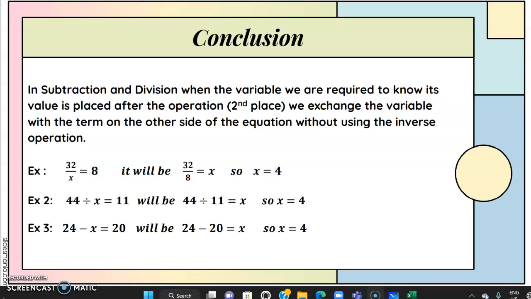44 divided by x equals 11. I just exchanged the place of 11 and the x with each other. So 44 divided by 11 equals x. x equals 4 in that case. 24 minus x equals 20. That would be 24 minus 20 equals x. So in that case, x equals 4.